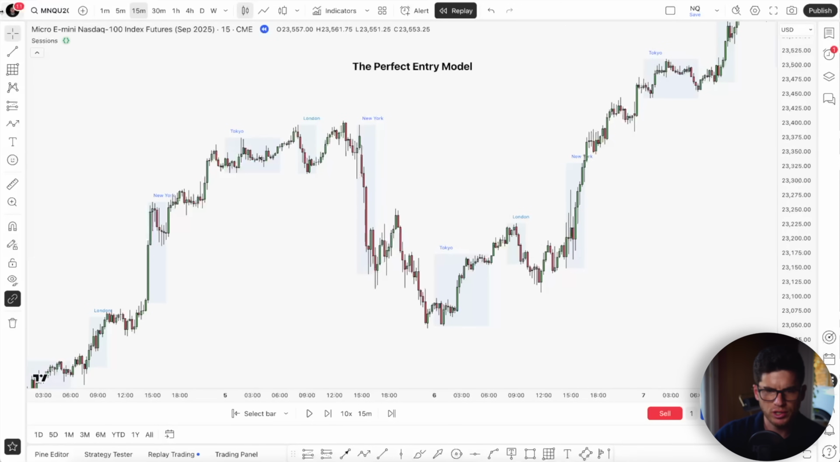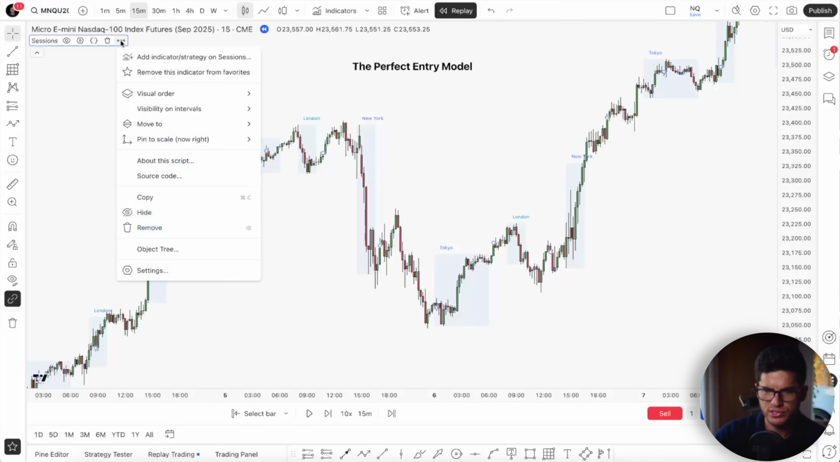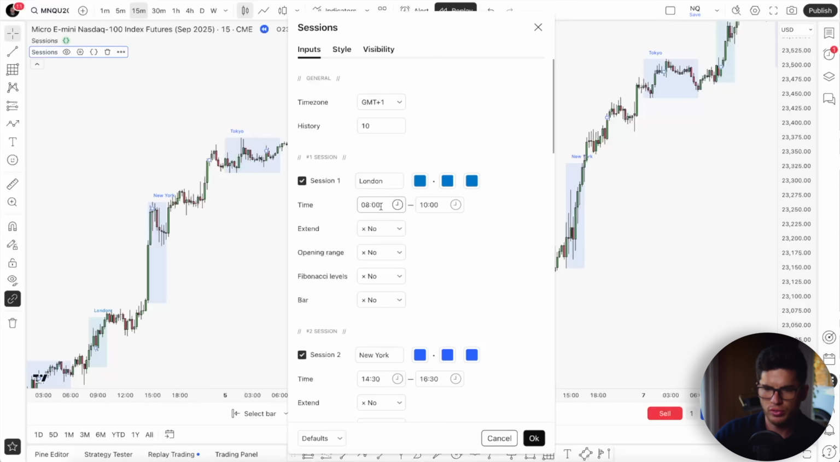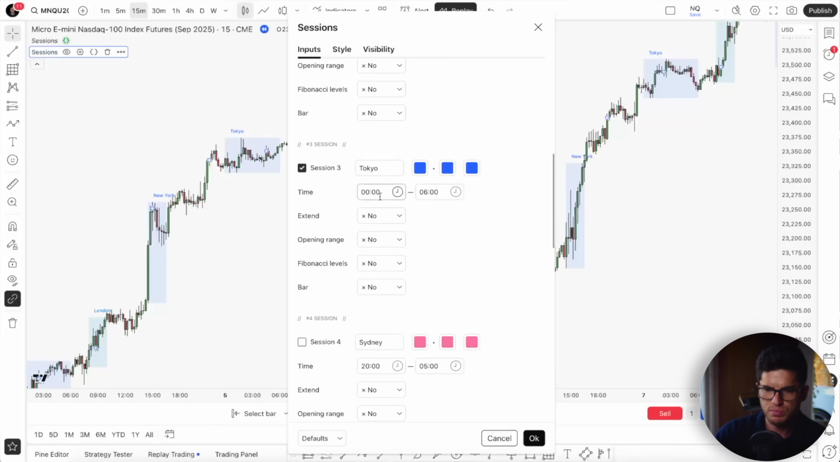Next up, what you want to do is head over to the top left where you've saved that sessions indicator on your chart. Click on the three dots where it says more, copy, then right click and paste the same sessions indicator in. And we're going to edit this to actually input the crossover times between the sessions. So let's start with the Asia session, which is midnight till 6. That's fine, that doesn't need to be changed.